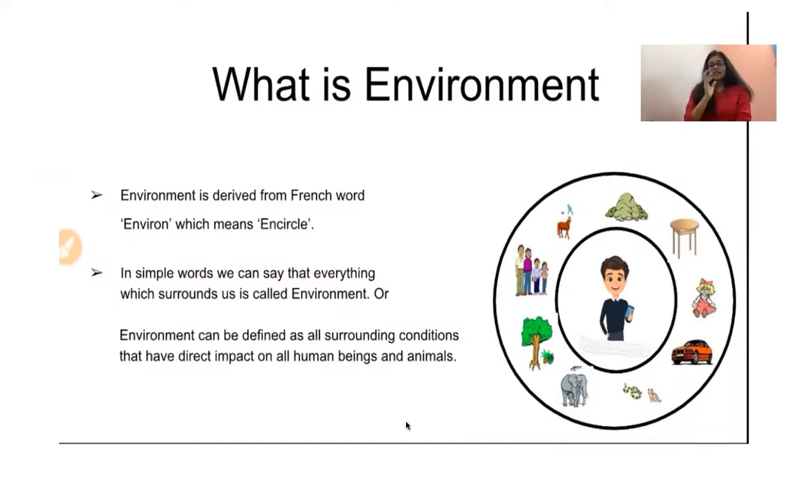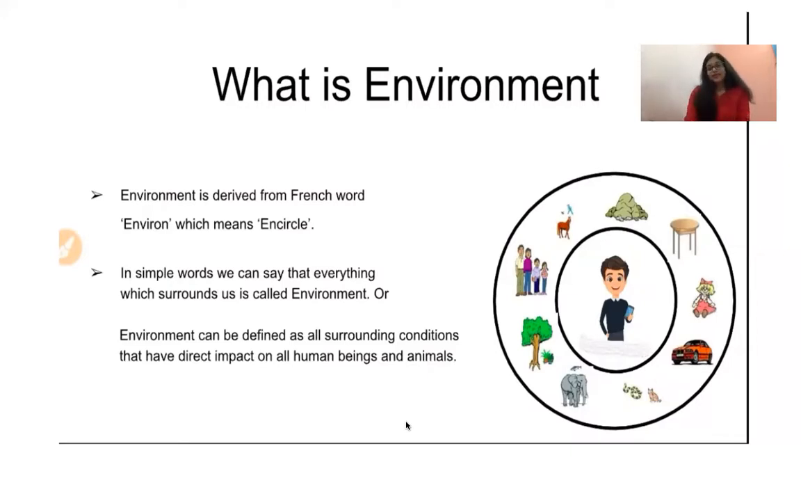And what is it, in simple words, that we can say what environment is? It is that everything which surrounds us is called our environment. For example, our school environment, our home environment, our office environment, any kind of place that we are in, and whatever surrounds us will be called our environment.